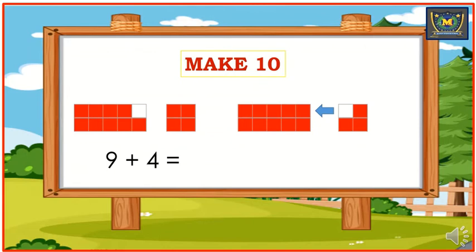So if we are going to make an equation out of this, it becomes 10 plus 3. And it's simple to add whole numbers, which are 10 and 3, so it becomes 13. So same as 9 plus 4, it is 13. So that is how simple addition is using the strategy make 10. Okay?